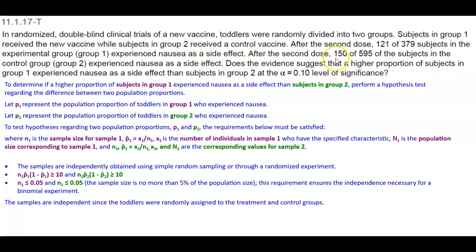After the second dose, 150 of 595 of the subjects in the control group, Group 2, experienced nausea as a side effect. Does the evidence suggest that a higher proportion of subjects in Group 1 experienced nausea as a side effect than subjects in Group 2 at the alpha equals 0.10 level of significance?